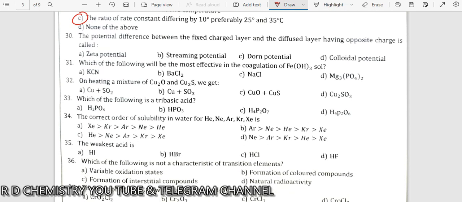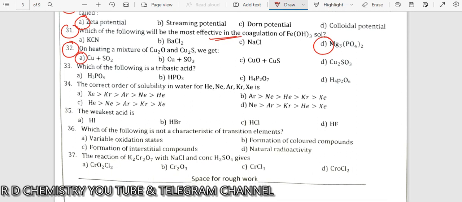Question number 30 is from surface chemistry, colloids chapter. Answer is option number A, zeta potential. Question number 31 about the coagulation in surface chemistry. Answer is option number D. Question number 32 from the isolation of elements chapter, metallurgy chapter. Answer is option A.